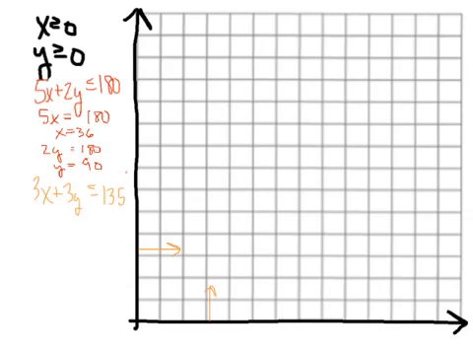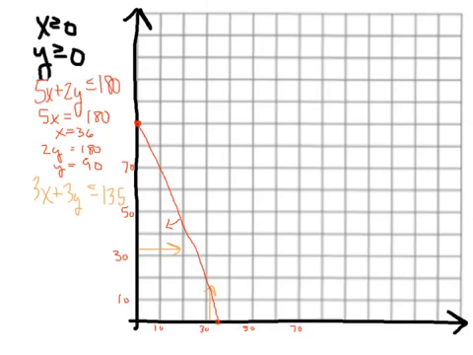I have to figure out my scale, which is hard. Okay, I got my y-intercepts, and my scale is going to be by tens. So 5x plus 2y is less than 180. If I put in my test point of 0, 0, I need to shade underneath it. And let's try our next one.